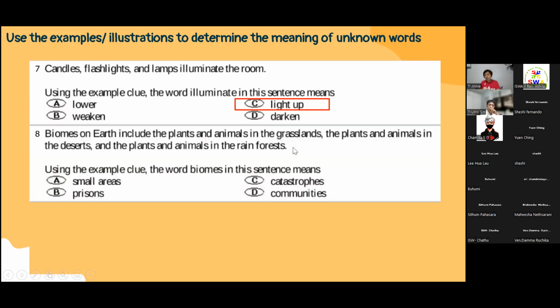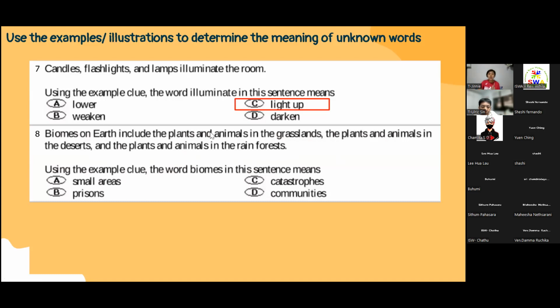Now let's squeeze in 1 or 2 more questions. Let me read this. So difficult. I didn't check how to read this word. I read it as biomass. Biomass on Earth includes the plants and animals in the grassland, the plants and animals in the deserts, and the plants and animals in the rainforest. So what does the word biomass mean? Be very careful here.